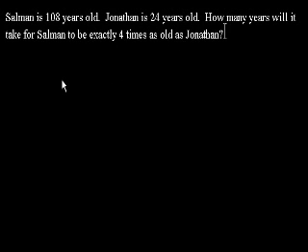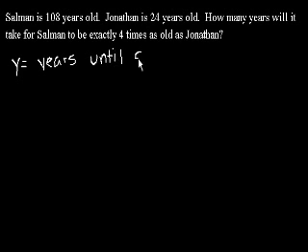Well, let's figure this one out. What we're trying to solve for is how many years will it take. So let's use the variable y for years. So y equals years until, let's just say Sal for short, Sal is 4 times Jonathan's age.